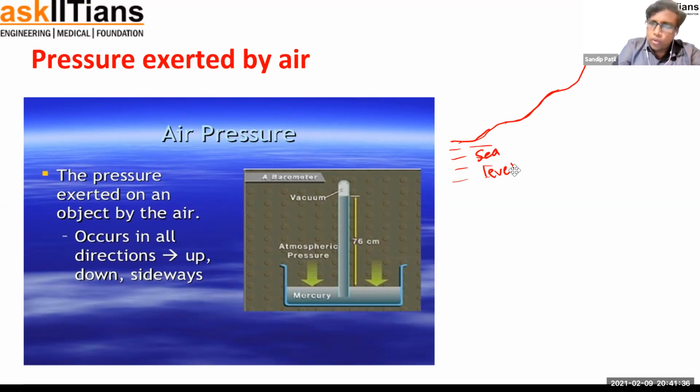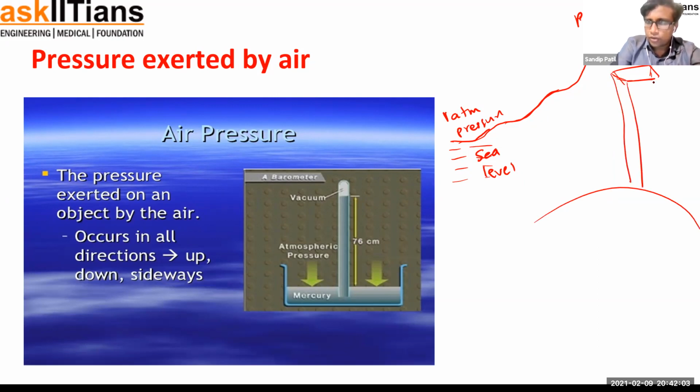Here at sea level we have 1 atmospheric pressure. As we go above and above the sea level, pressure actually decreases, right? In one of the chapters, you must have seen a diagram like this. This is the air column actually. So this is the Earth and this is the air column, called the air column.